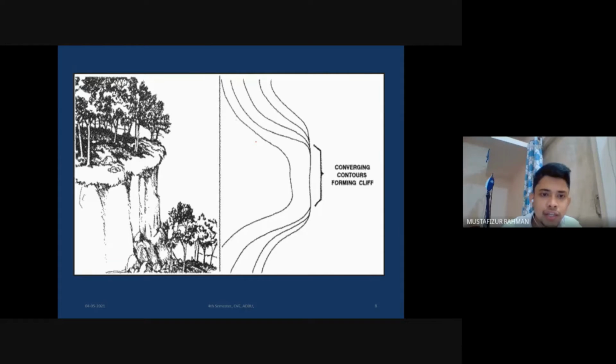What is an overhanging cliff? This is a vertical cliff. Overhanging cliff will be like this. Because it is a vertical cliff, at the same location the RL is increasing, right? So we are in the same location and the RL values are changing. So this may be 60, the other may be 70, next one may be 80, next one may be 100, like this, right? So that's fine.